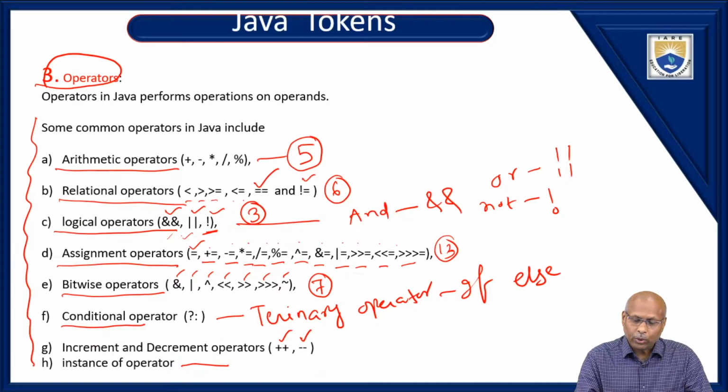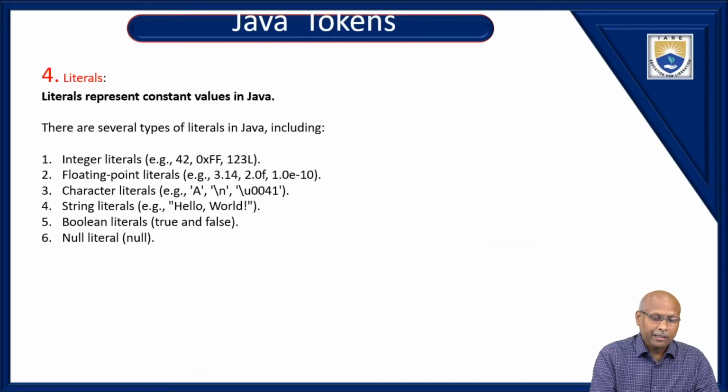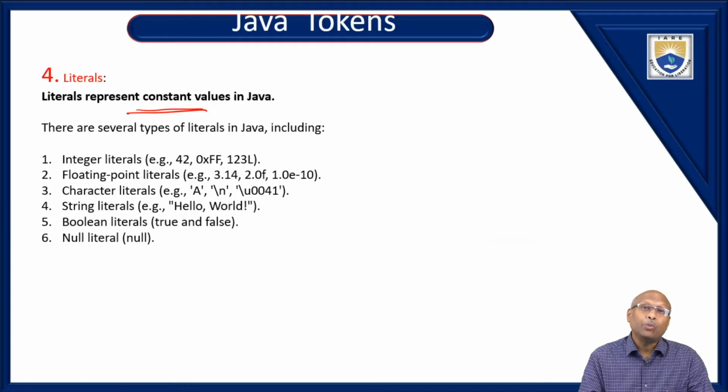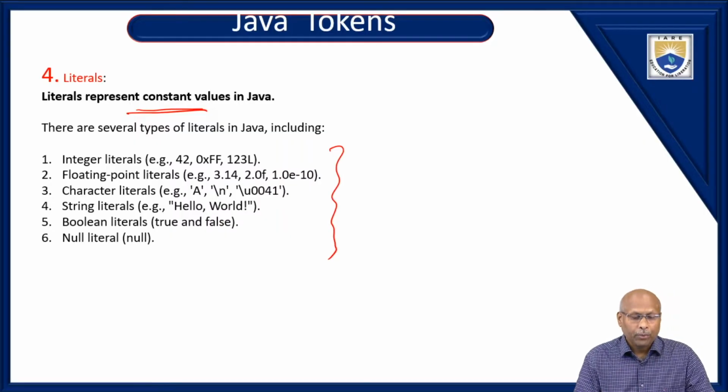So now we'll go to the next token, that is literals. Literals means the constants. That means how many different types of constants are there in Java, you can know here. So there are different types of constants: integer literals, floating point literals, character literals, string literals, boolean literals, and null value also. They are the different types of constants you can use in the program. When I say literal, it means a constant value which will never change.